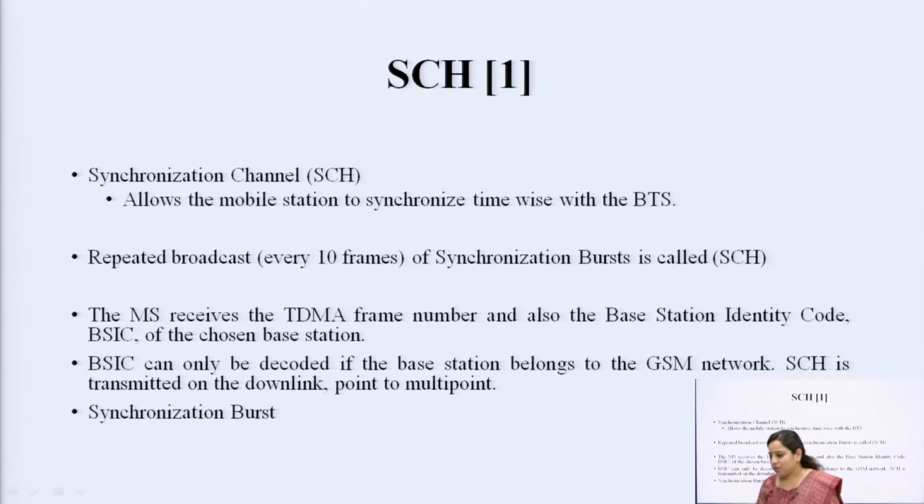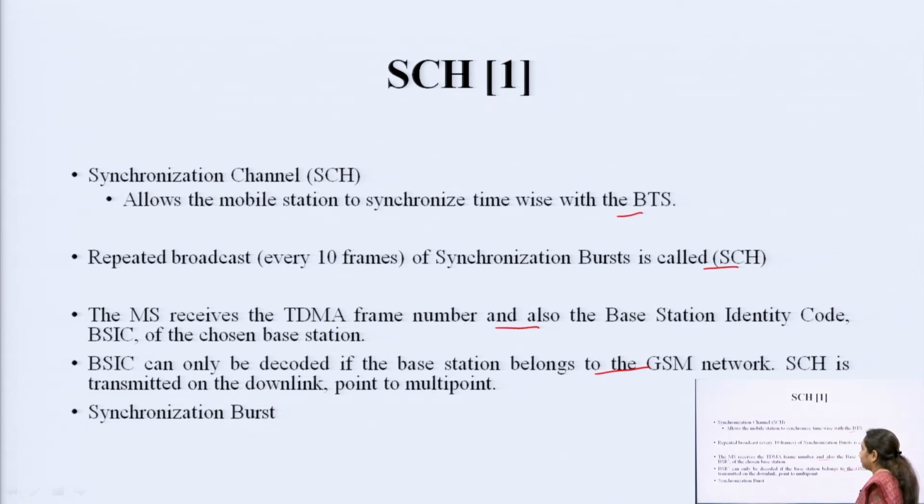Next one is the synchronization channel. In this case, it allows the mobile stations to synchronize time-wise with the BTS. The repeated broadcast of the synchronization burst is called SCH. The MS receives the TDMA frame number and also the base station identity code, that is BSIC, of the chosen base station. BSIC can only be decoded if the base station belongs to the GSM network. SCH is transmitted on the downlink point to multipoint.